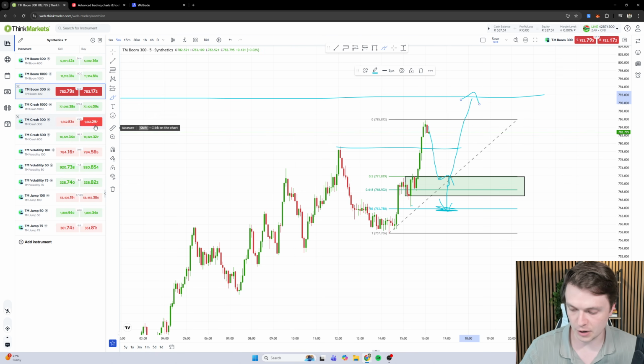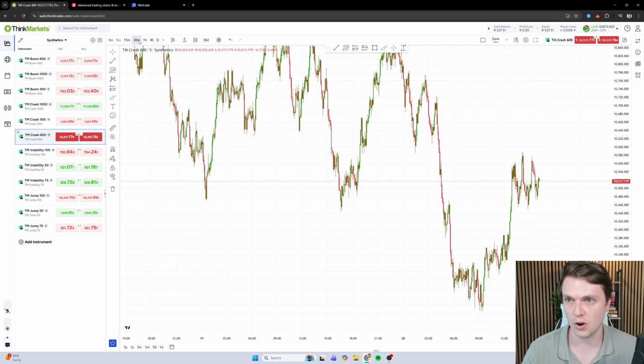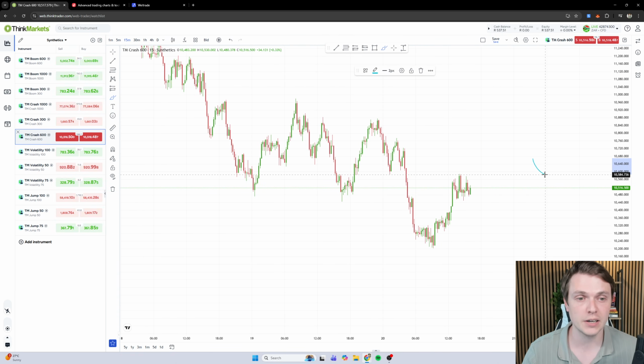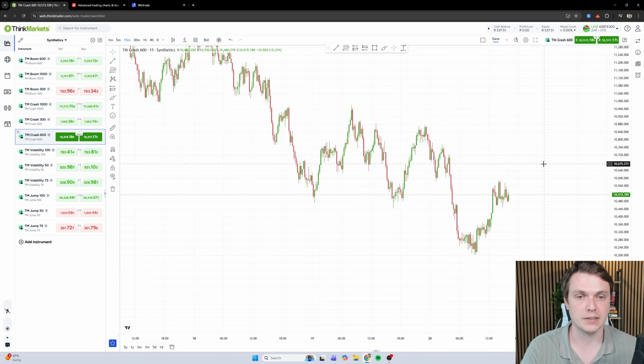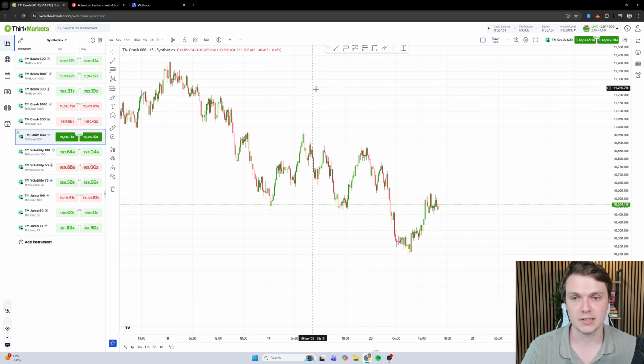So let's quickly go to Crash 600, where we can look at the pair on the 15 minutes. So now we're moving to the 15-minute traders. So people who trade on the 15-minute time frame, or who like to trade on the 15-minute time frame, this is now a little bit more for you. Same thing as the 5-minute. I'm not going to go into so much depth as I just did now.